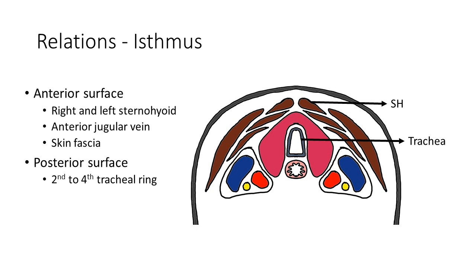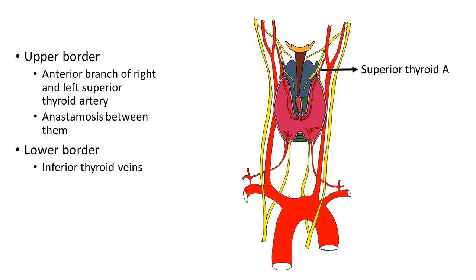Okay, now coming to the relations of the isthmus. The anterior surface of the isthmus is related to the right and left sternohyoid muscles, anterior jugular vein, skin and fascia, whereas the posterior surface of the isthmus is related to the second to fourth tracheal rings, which you might remember we saw already while dealing with the extent of the thyroid gland. The upper border of the isthmus is related to the anterior branch of the right and left superior thyroid artery and their anastomosis. The lower border of the isthmus is related to the inferior thyroid veins.